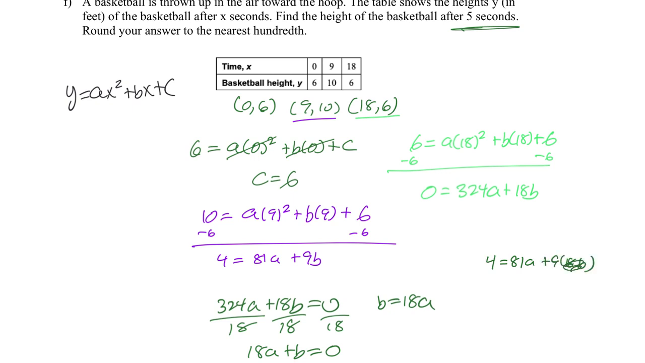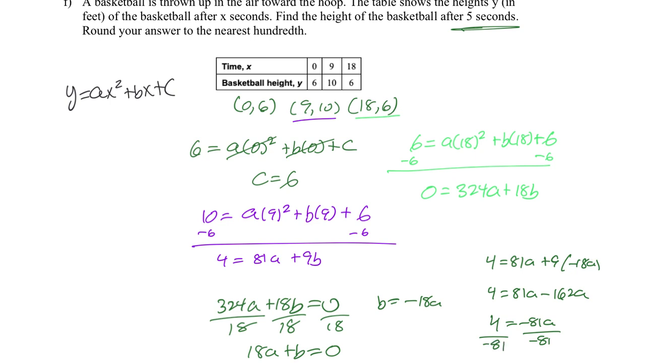Actually, I made a mistake here, right? Let me fix that too. This should be negative 18a. So 4 equals 81a plus 9 times negative 18a, which is minus 162a. So I have 4 equals negative 81a. Then dividing by negative 81, a equals negative 4 over 81.